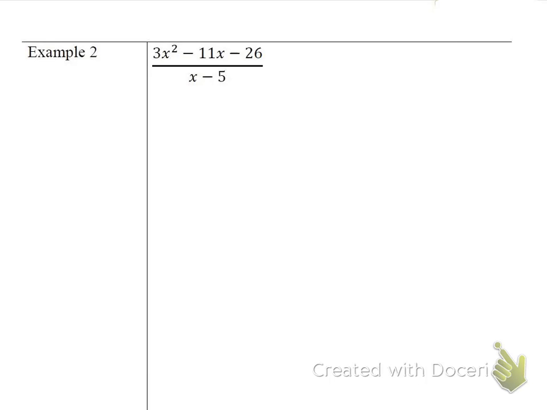What goes on the outside in your long division problem? The denominator or the numerator? The denominator. So this is going to be x minus 5 on the outside, and then 3x squared minus 11x minus 26 on the inside.